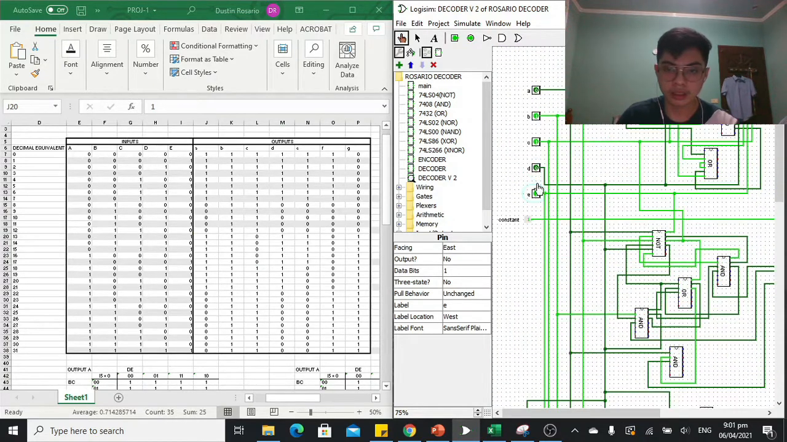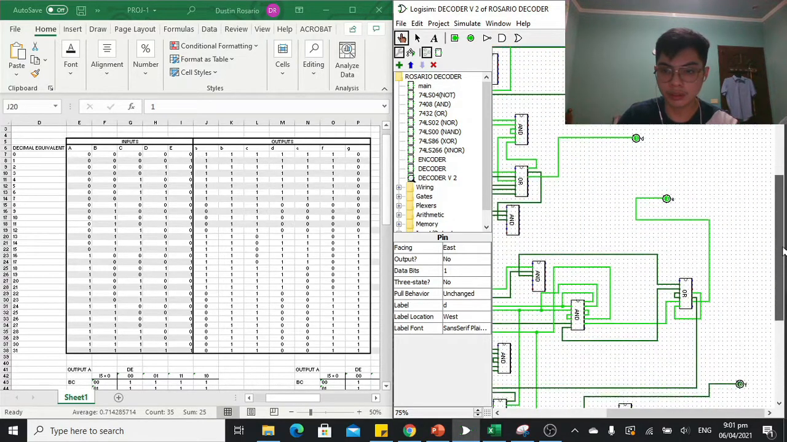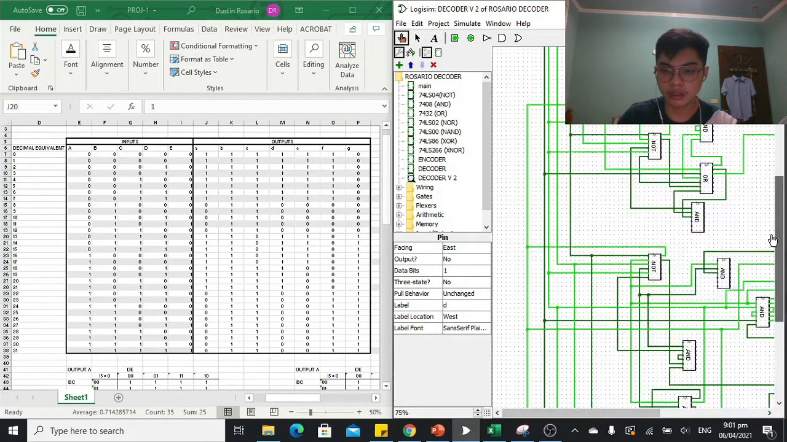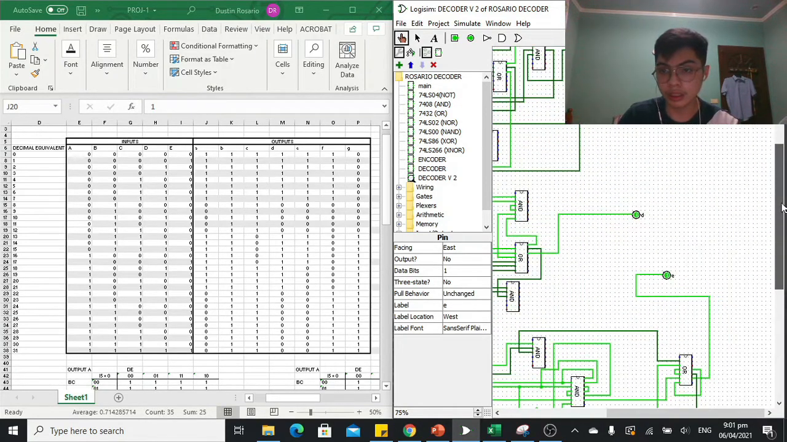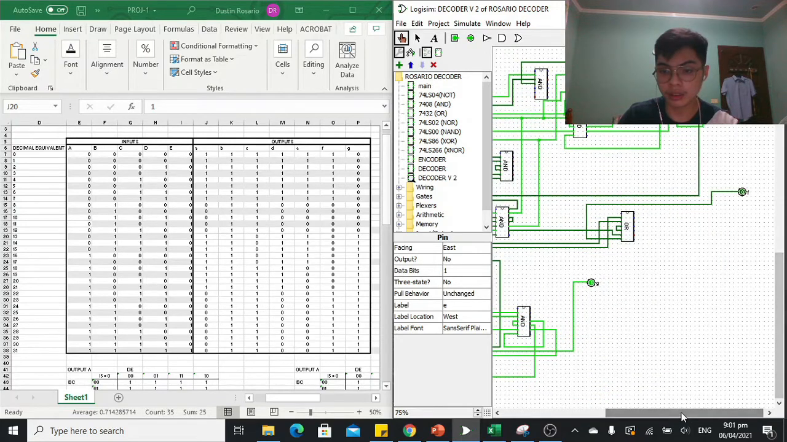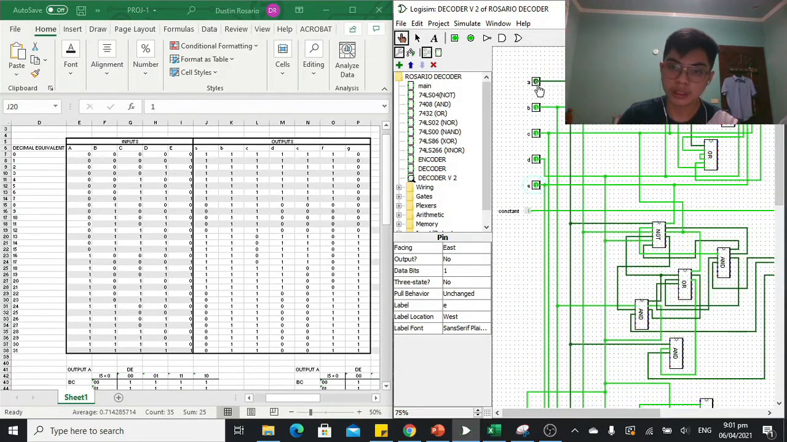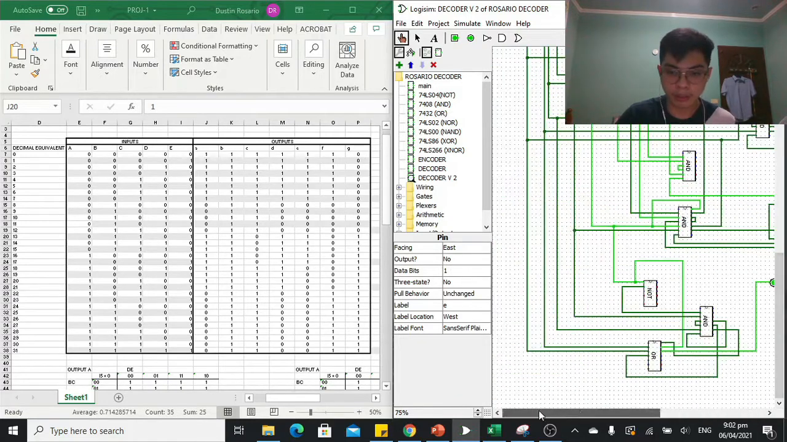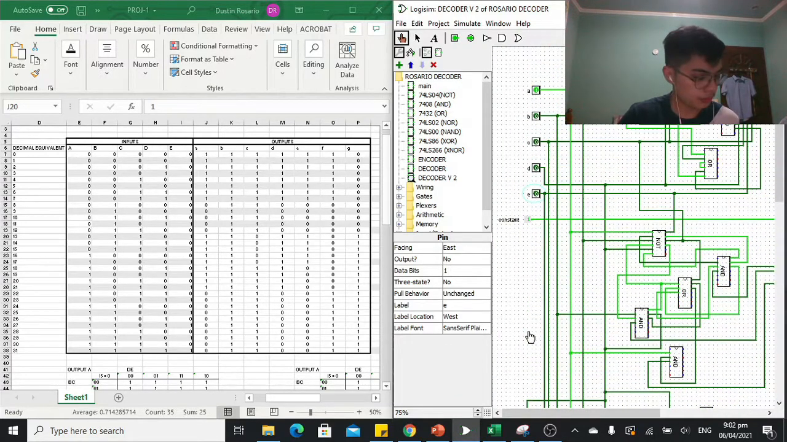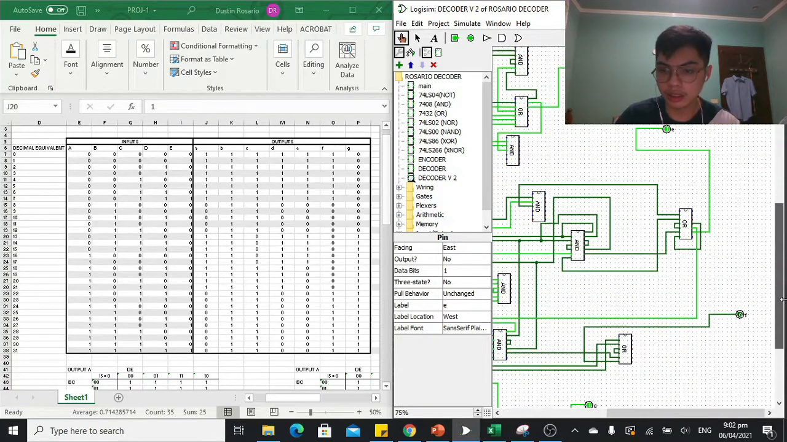So this is correct. Then let's try this one. C and F are closed. Let's try this one. C and F are also closed. Then let's try 10000. C and F again are closed. Then 1001. C and F are closed.